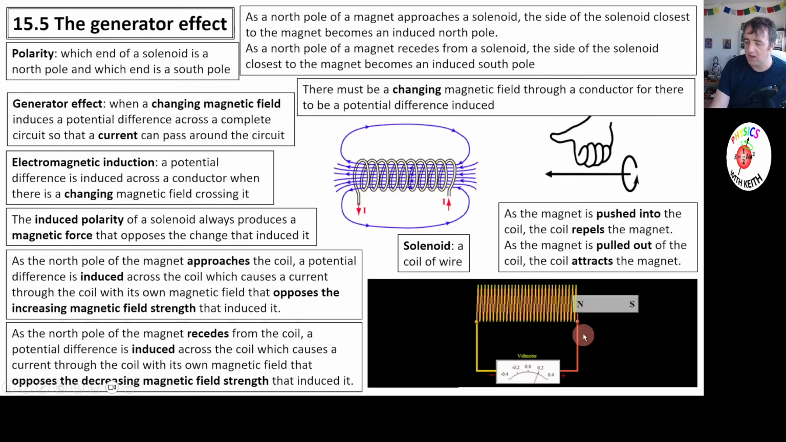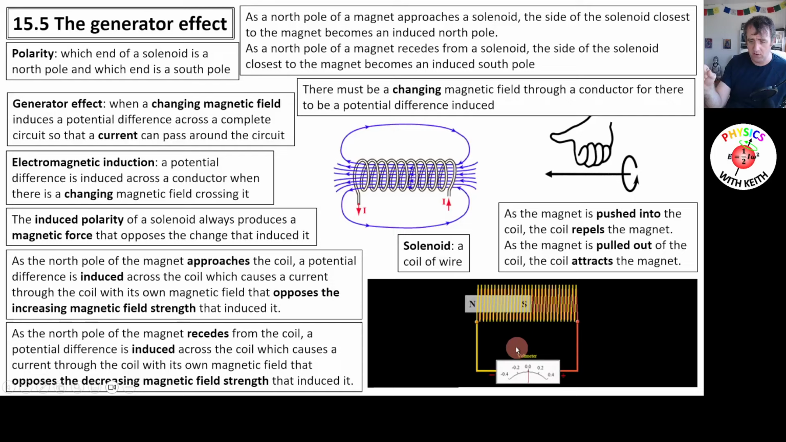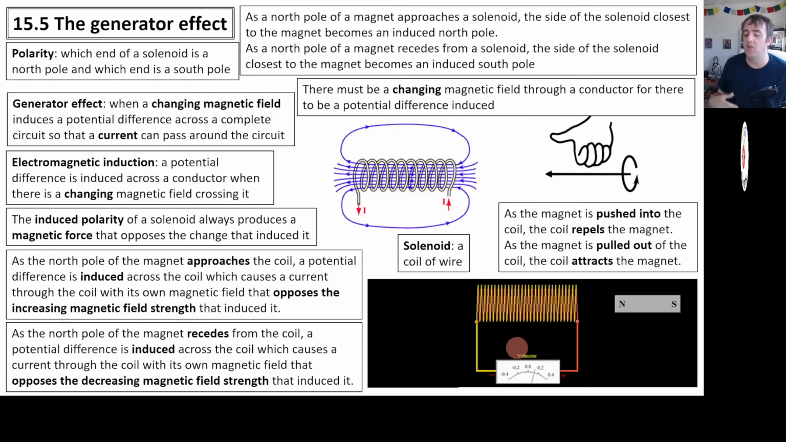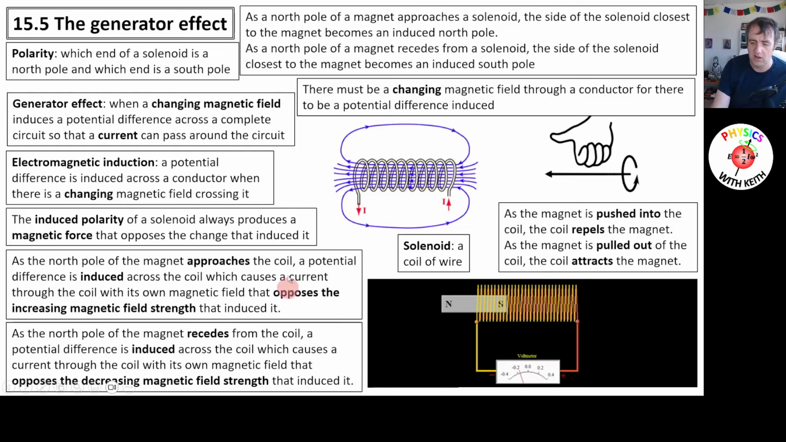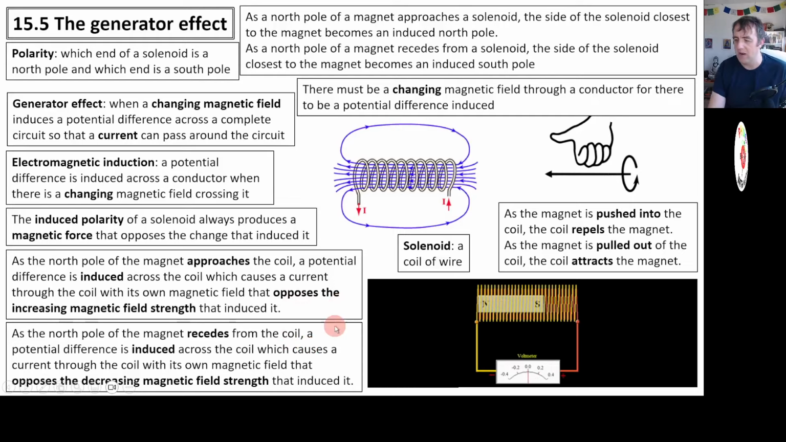And if it's a complete circuit, then poles are induced. If it's not a complete circuit, poles aren't induced, but we do have an induced potential difference across the coil. It just can't make a current without a complete circuit. So that's induced polarity. The north pole approaches, this is what I've just explained. In fact, those bottom two boxes are what I've just explained. Solenoid, just a reminder, is a coil of wire.